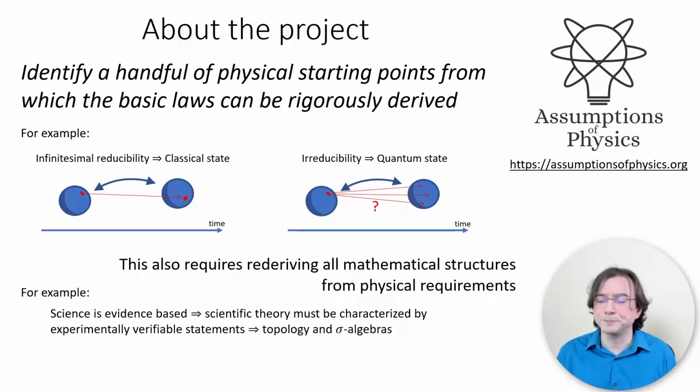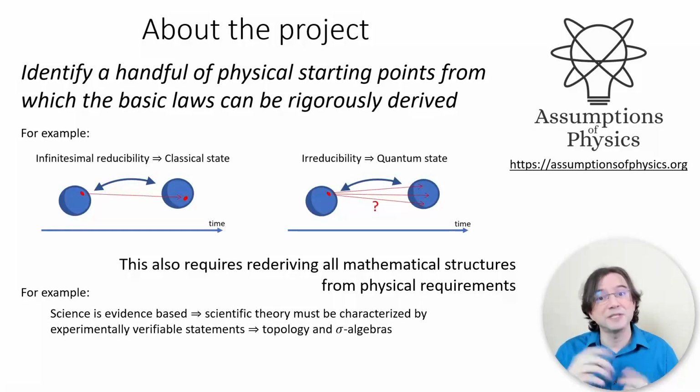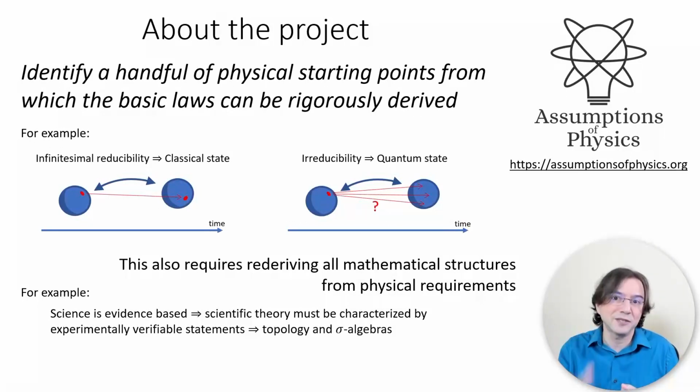For example, we find that one of the key assumptions for classical mechanics is the idea of infinitesimal reducibility. The idea is that our system is made of parts, and studying the whole system is equivalent to studying the parts. Under this assumption, you recover classical mechanics and classical phase space.